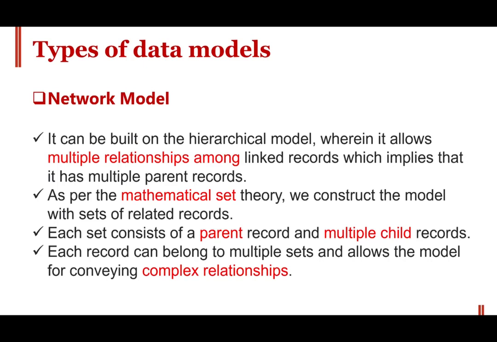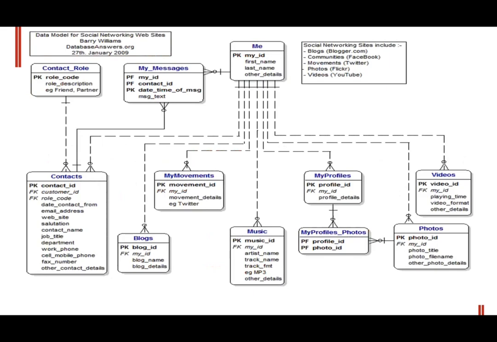So each record can belong to multiple sets and allow the model to convey complex relationships, and this is how it looks. So you can see, for example, me receiving a message from a client through a mobile app, and this feeds back into maybe delivering some sort of music or digital service. There are many attributes that relate between this parent and the children. There are many parent and many children tables with different attributes, so it's complicated, frankly.